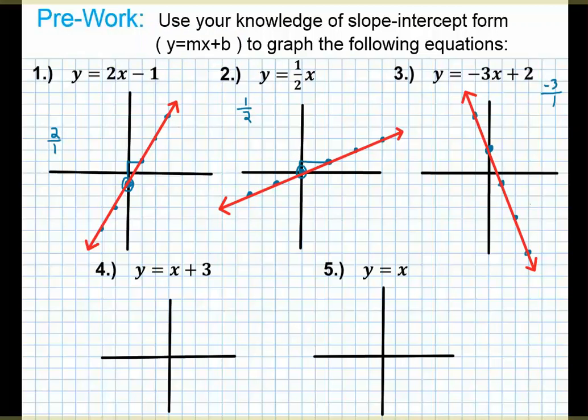All right, number 4, y equals x plus 3. We begin at +3. That's our y-intercept. A little tricky one here. We have an invisible 1 in front of the x, so that's our slope. Think of it as 1x, and remember 1 is the same as 1/1. So I'm going to go up 1/1, up 1/1. I can go down 1, left 1, down 1, left 1 to achieve the same effect.